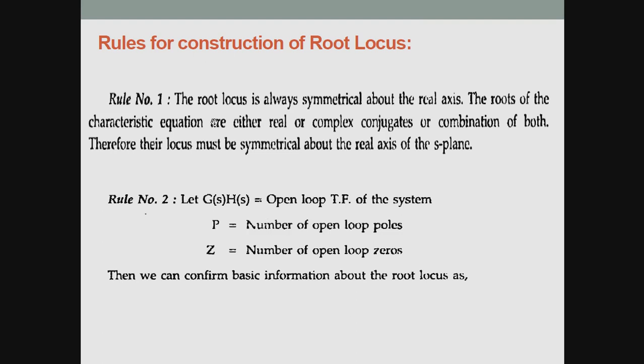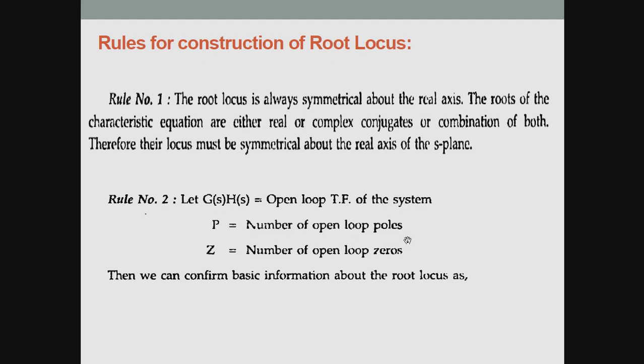So what are the general basic rules of construction for the root locus? That is what we have to understand. Rule number one: the root locus is always symmetrical about the real axis. The roots of the characteristic equation are either real, complex conjugates, or a combination of both. Therefore there must be symmetry about the real axis.